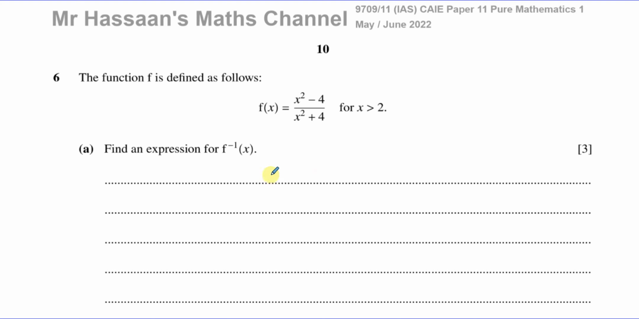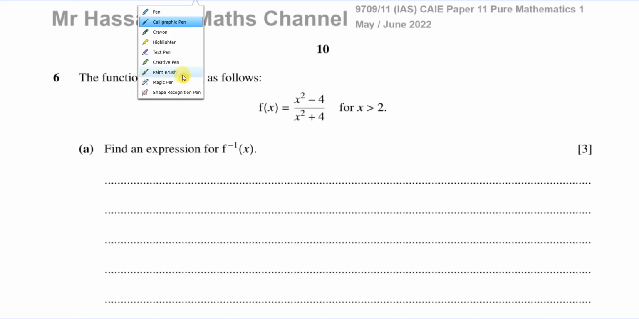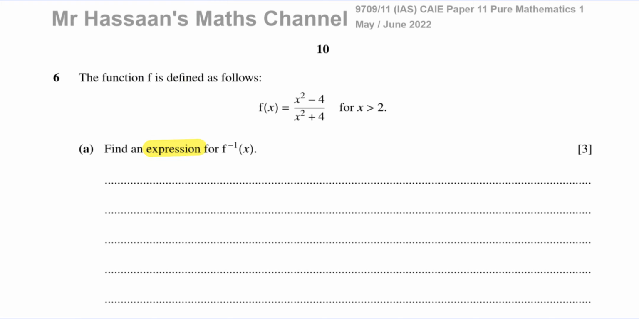So in this case, when we want to find the inverse of a function, and we just want to find the expression, so therefore we don't have to find the domain of the inverse, just the expression for the inverse, then what we're going to do first is, first step, we'll say let y equals f of x. So we're going to rename f of x as y. So we have y equals x squared minus 4 over x squared plus 4.